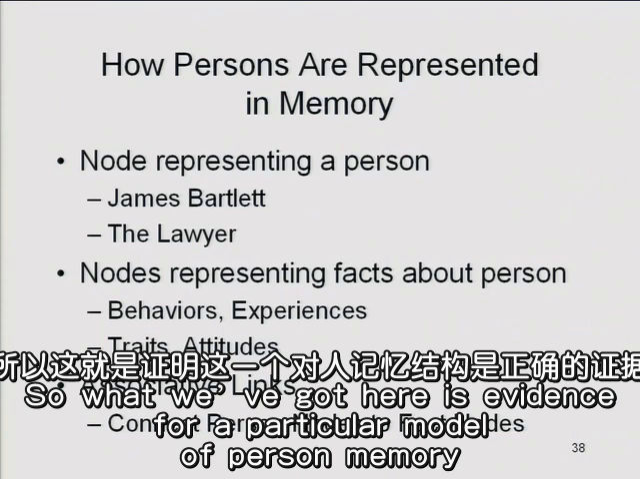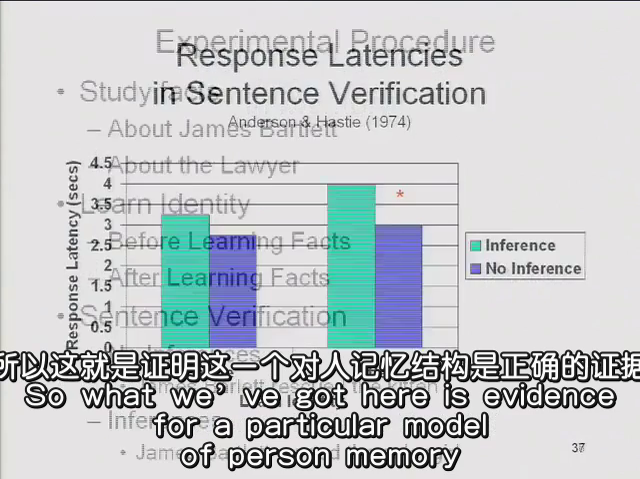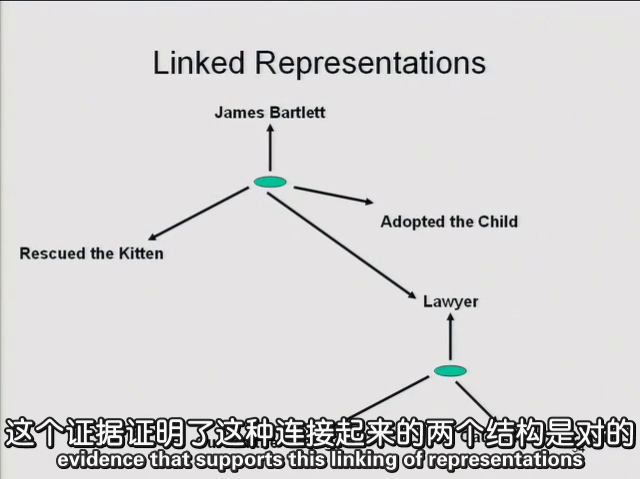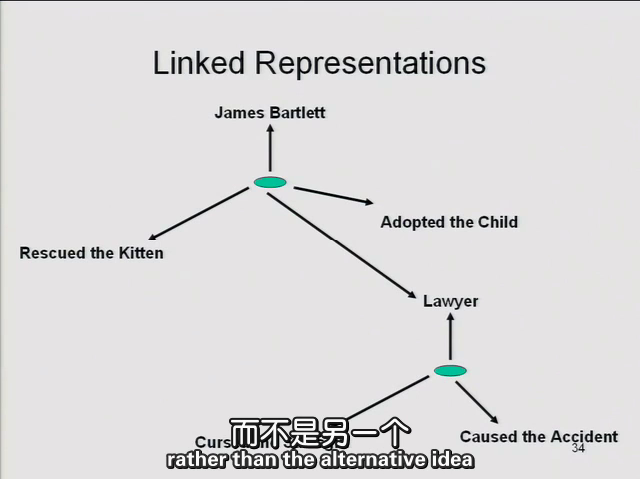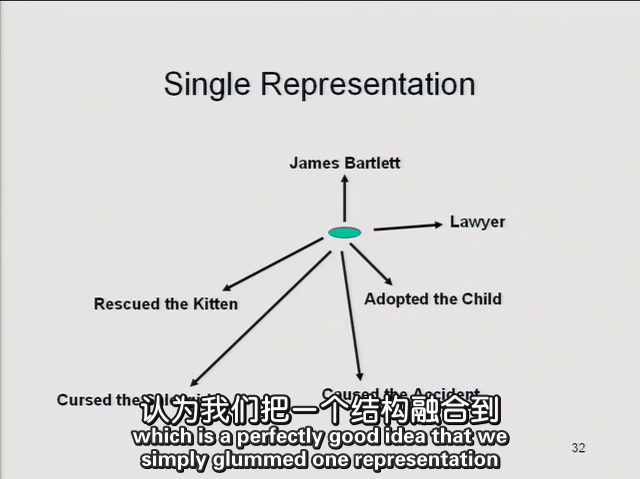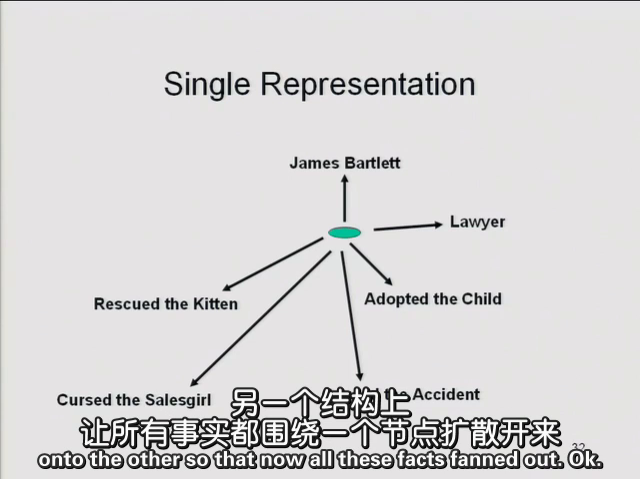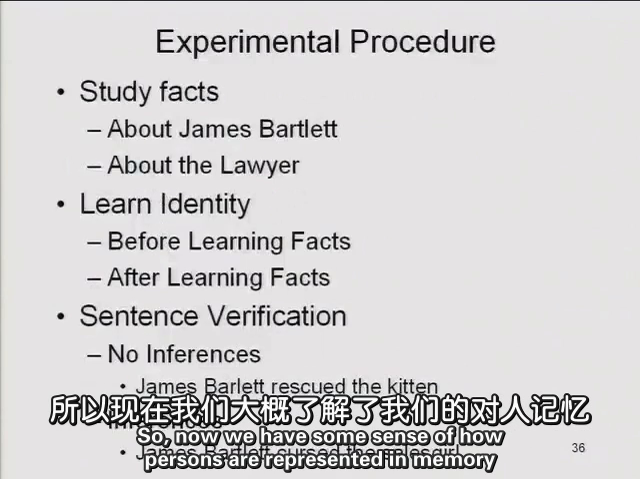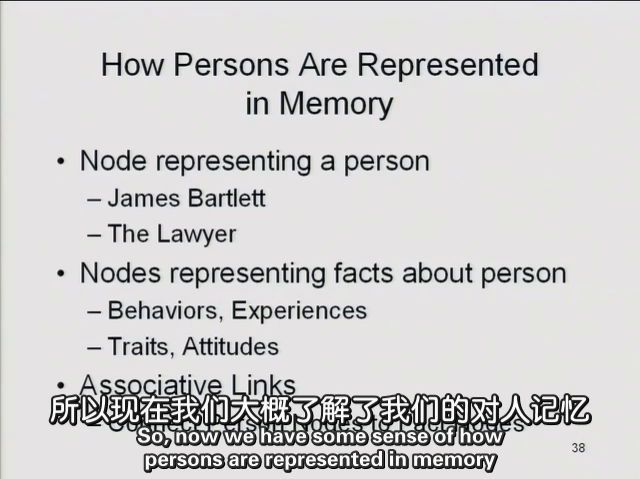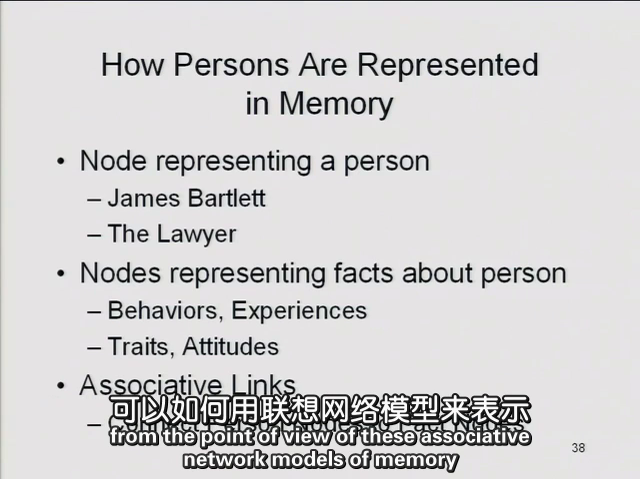So what we've got here is evidence for a particular model of person memory. Let's go back here for a second. It's evidence that supports this linking of representations rather than the alternative idea, which is a perfectly good idea, that we simply glom the one representation onto the other so that now all these facts fan out. Okay, so now we have some sense of how persons are represented in memory from the point of view of these associative network models of memory.